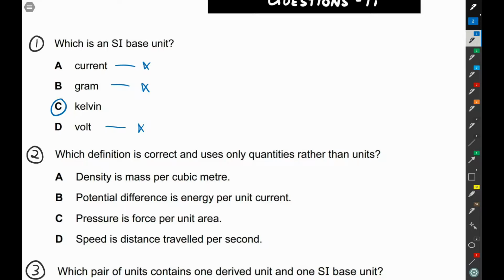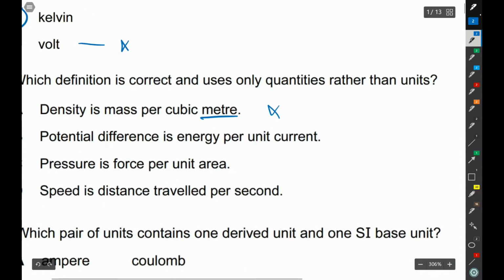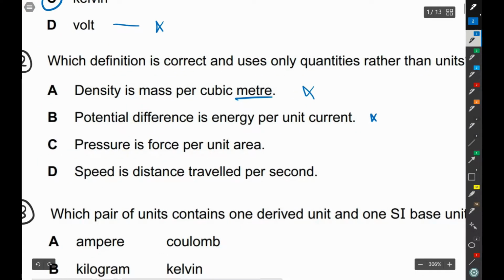So we do not want units, we only want quantities, and the definition has to be correct as well. So the first option says density is mass per cubic meter. Now meter is a unit, so the first option cannot be correct. Option B says potential difference is energy per unit current. Now potential difference की definition होती है energy per unit charge. So the definition is incorrect, so this cannot be the option.